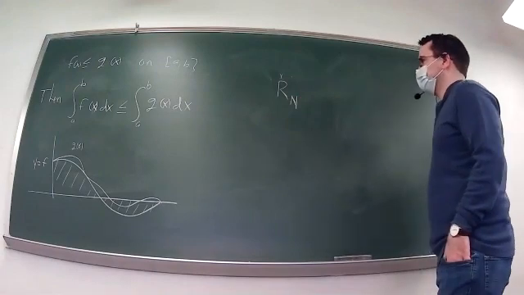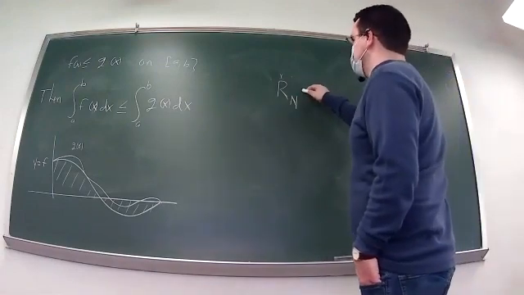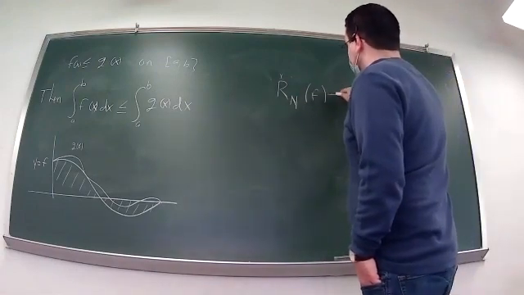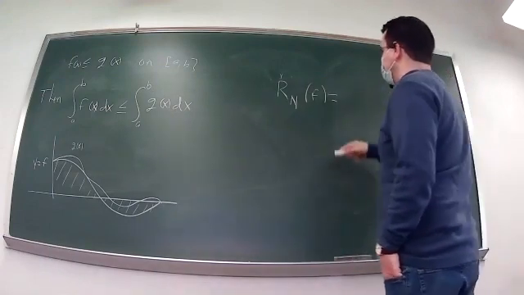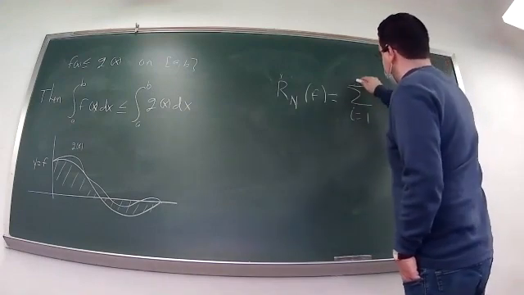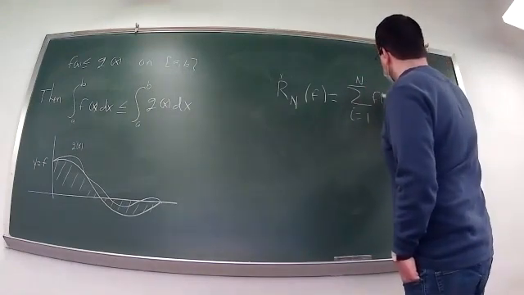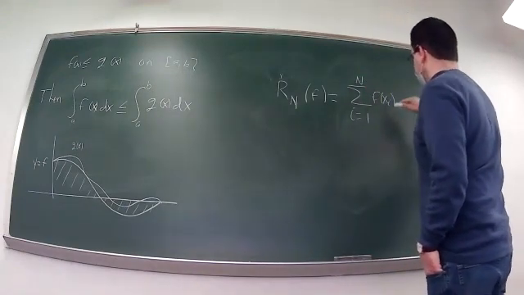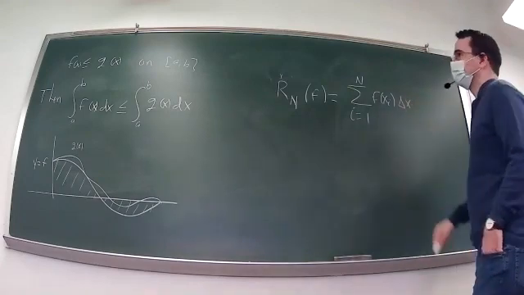right-hand endpoints. So remember, the right-hand endpoint approximation for f would be something like the sum from i equals 1 to n of f of x i times delta x.